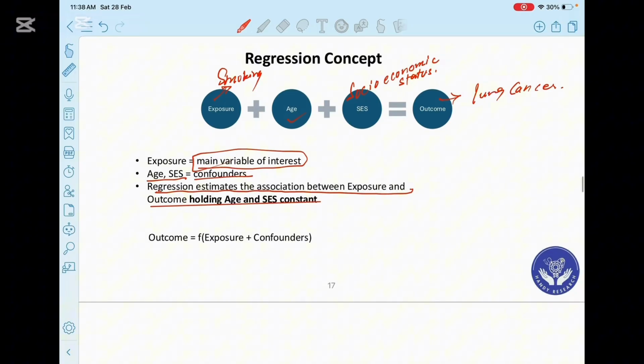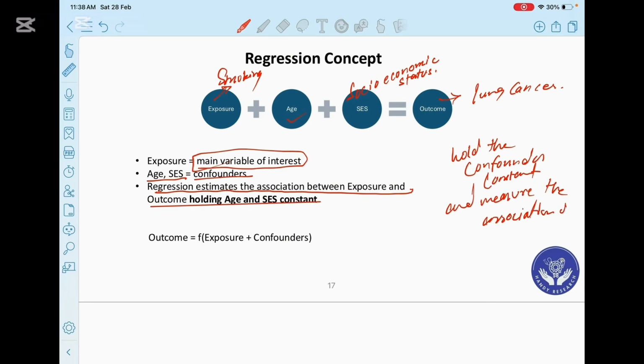It means that it holds the confounders constant and measures the association of exposure. That's why it is also known as multivariate regression, while stratification only works for one confounder.